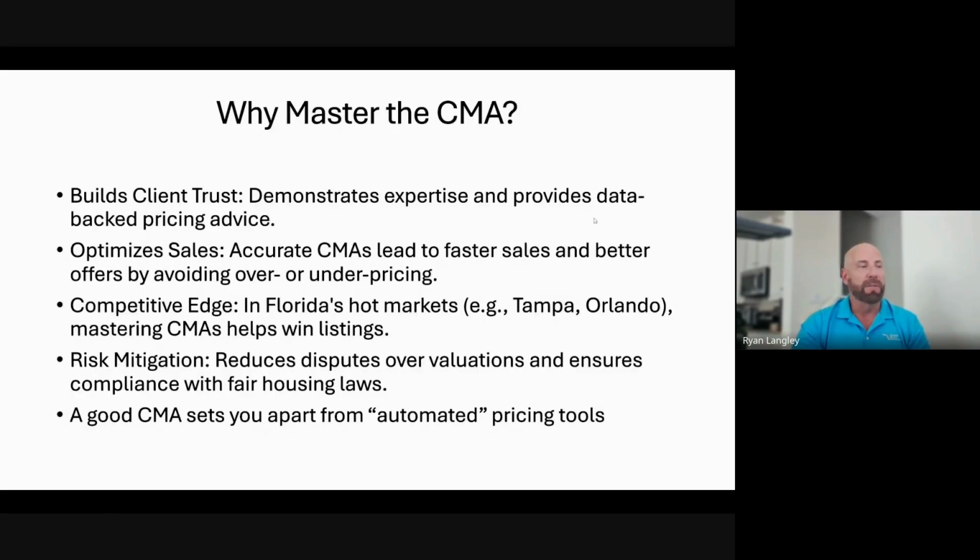Demonstrates expertise and provides data-backed pricing advice, optimizes sales. Accurate CMAs lead to, this is what we're talking about with TAMI, faster sales and better offers by avoiding over or under pricing. Doesn't sit on the market a long time.